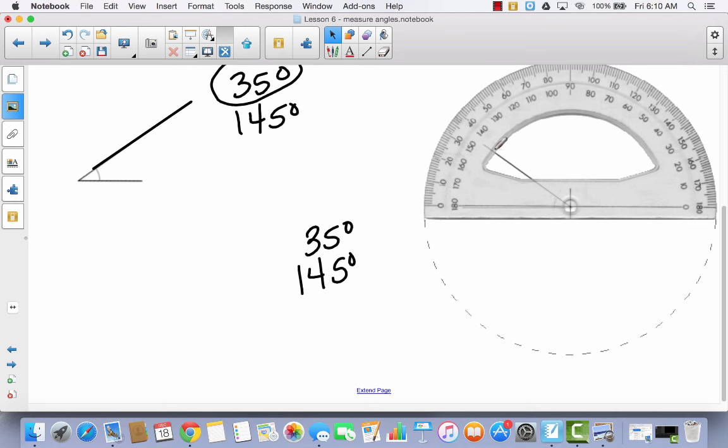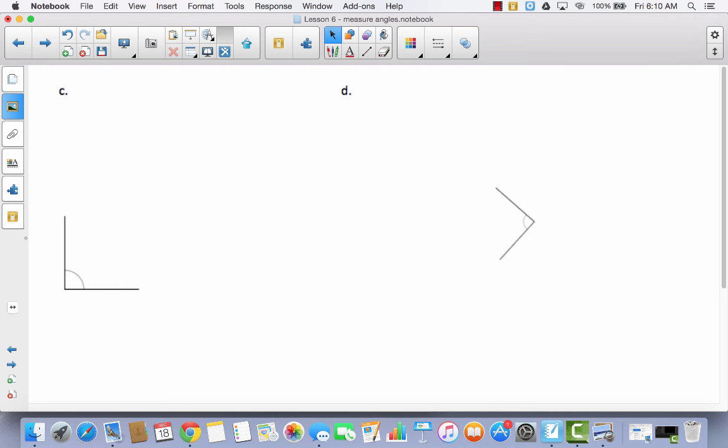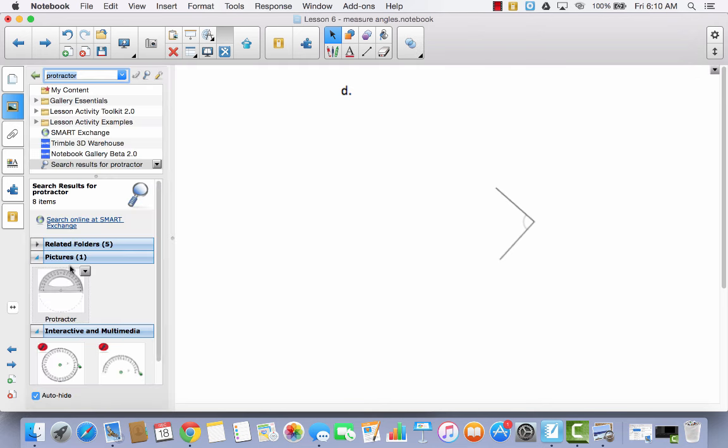So when I look at this angle, is it acute or is it obtuse? Well, it's acute, just like the last angle, so this angle is also 35 degrees, even though it's opening the opposite direction. Okay, so let's take a look at angle C. By looking at this angle, it appears to be a right angle. So go ahead and put your protractor on there, and let's test it and see if it is a right angle.